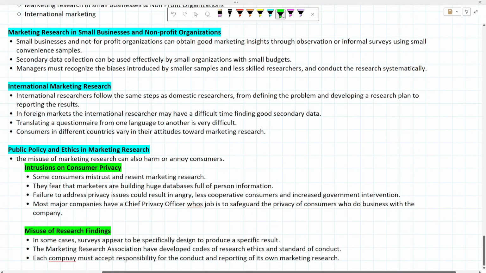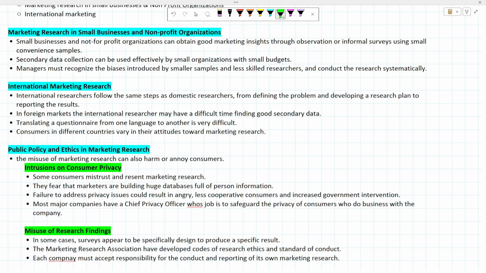So, international marketing research. International researchers follow the same steps as domestic researchers, from defining the problem and developing a research plan to reporting the results. In foreign markets, the international researcher may have a difficult time finding good secondary data, because in many foreign markets other than Canada and the US, they might not have as much accessible secondary data online and other information like that.